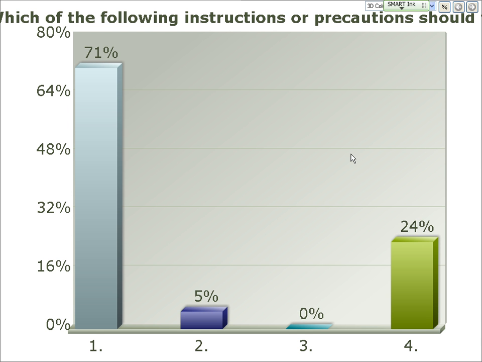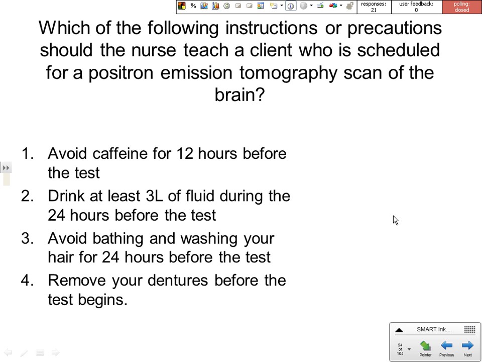So 71% said avoid caffeine, 24% said remove your dentures. What is it about the PET scan? What does it test? Brain metabolism. So anything that's going to affect the metabolic activity of the brain needs to be avoided. So no stimulants, no alcohol, food, things like that.